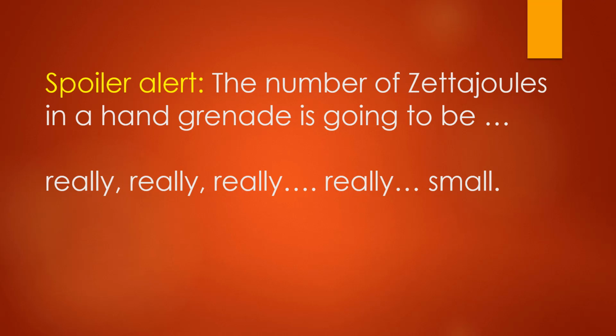So, spoiler alert, the number of zettajoules in a hand grenade is going to be really, ridiculously small. As you recall, zetta is a big prefix. It means 10 to the 21st power. Mega is 10 to the 6th. So yeah, it's small in comparison. So just get ready. When you see how many zettajoules are in a megajoule, be prepared for it to be really small.